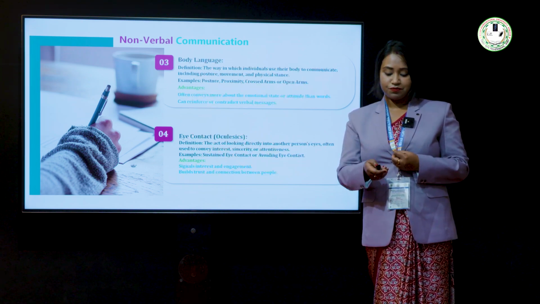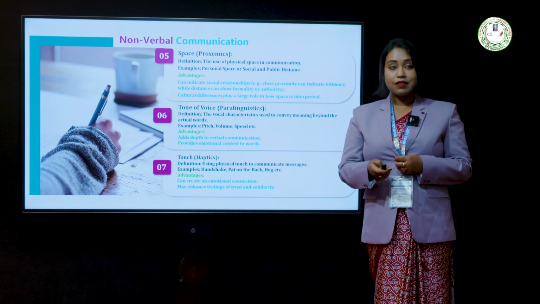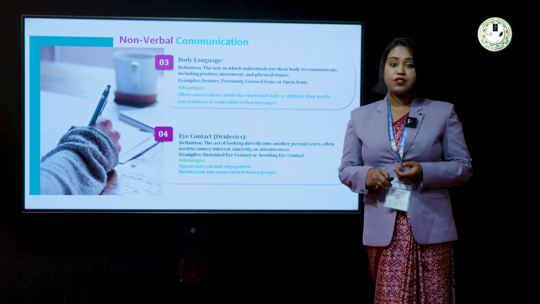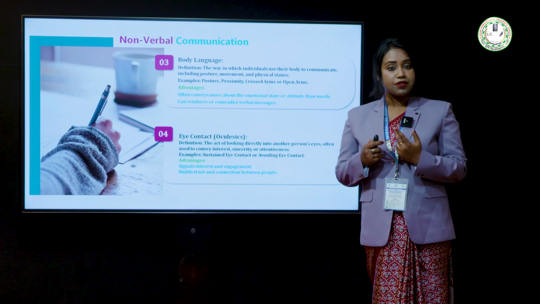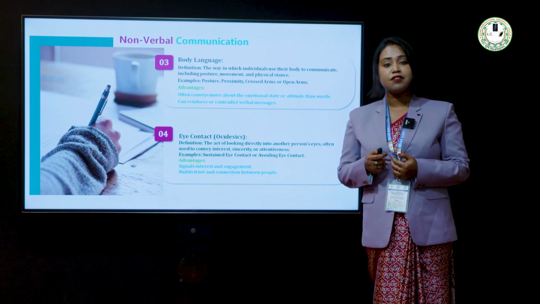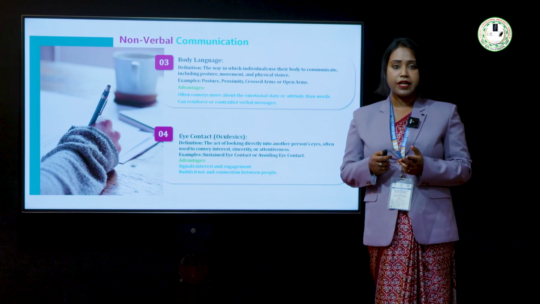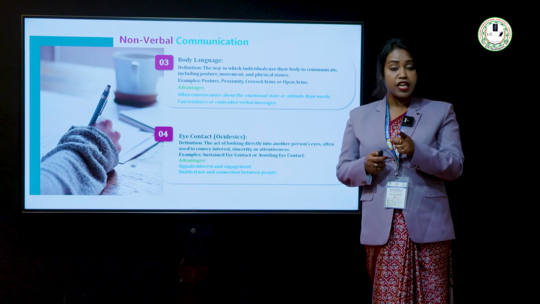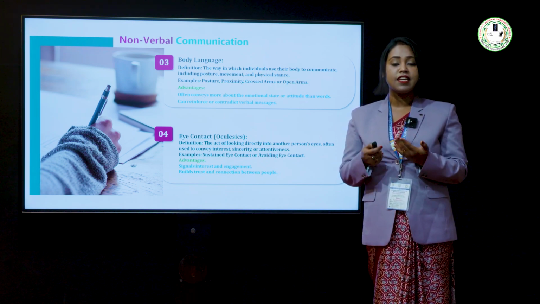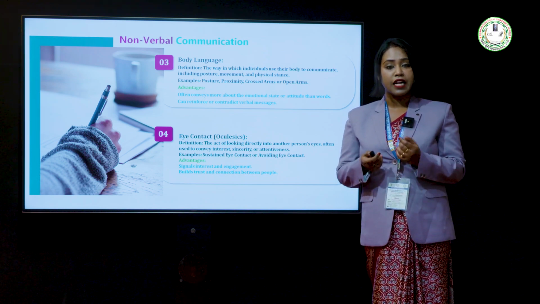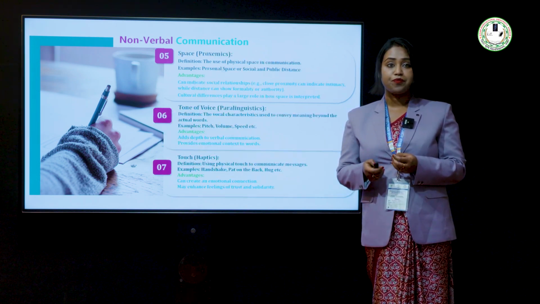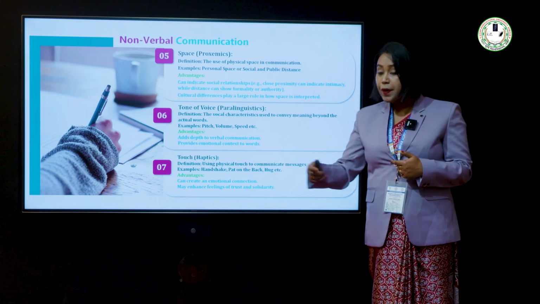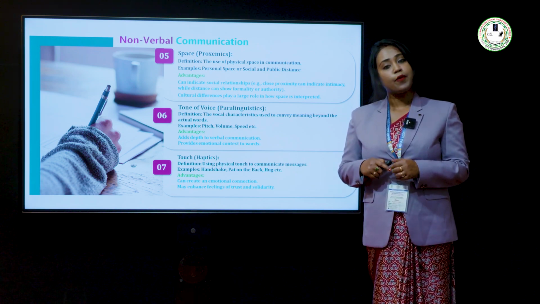So next one is body language. Definition: the way in which individuals use their body to communicate. And the eye contact. Eye contact is very, very important for any kind of communication. The act of looking directly into another person's eyes means you are very attentive, you give him or her the importance to listen to his or her queries or responses. So that is also known as oculesics. Next one is space, that is proxemics. The use of physical space in communication is known as proxemics.